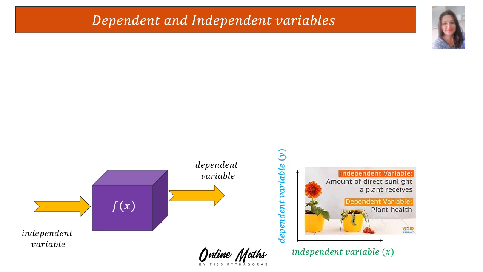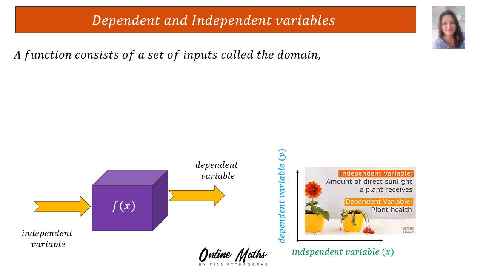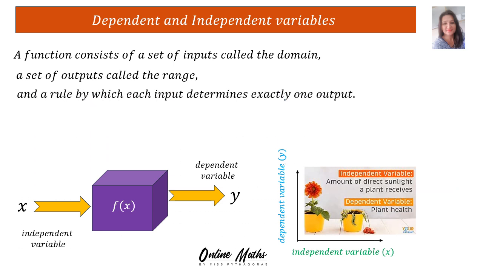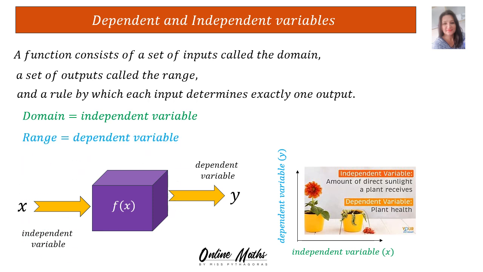Dependent and independent variables. A function consists of a set of inputs called the domain, x values, a set of outputs called the range, y values, and a rule by which each input determines exactly one output. Therefore, the domain is for the independent variables, and the range is the dependent variables.